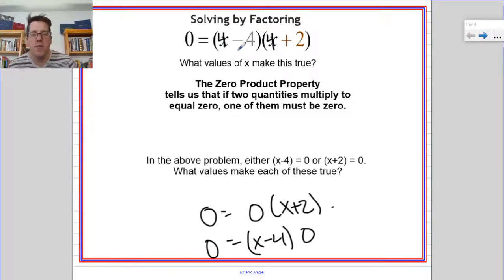I would have 0 times 6. Now, 0 times 6 does equal 0, which would make the equation true. If instead I plugged in negative 2, I would have negative 6 times 0. And that does equal 0, and then the equation would be true. So that's the basic principle of solving by factoring.